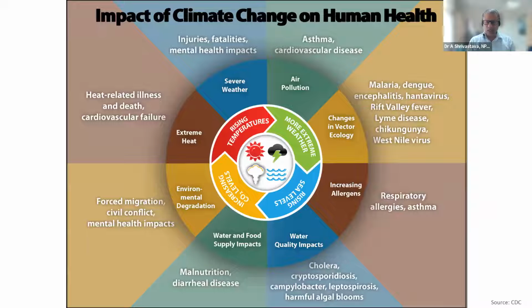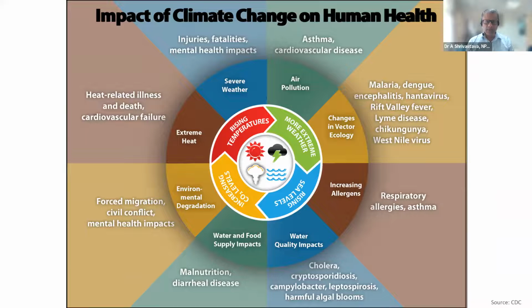As we know, climate change has a huge spectrum of impact on health, and we can see that issues of rising temperature and extreme weather result in a spectrum of problems ranging from severe weather, extreme heat, air pollution, change in vector ecology, increasing allergens, water quality impacts, water and food supply impacts, environmental degradation, all of which will further relate to a lot of diseases and health conditions that require to be addressed.